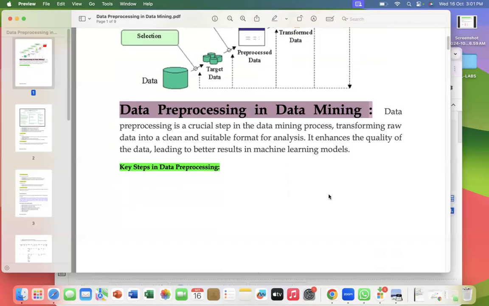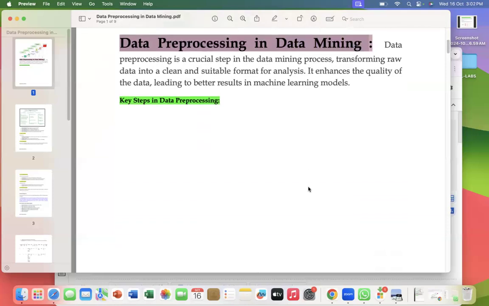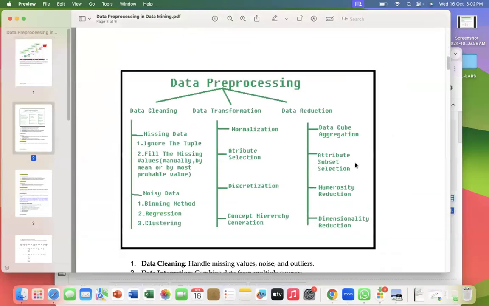So, very important. Now, what are the steps in data pre-processing? Look at this diagram. In this diagram, you can see what I'm showing here: data cleaning, data transformation, data reduction. All these three: data cleaning, data transformation, data reduction. These are the parts of data pre-processing. You can take a screenshot. Okay. So in data cleaning, we are dealing with these things: missing data, noisy data. We have to take care of this, right?